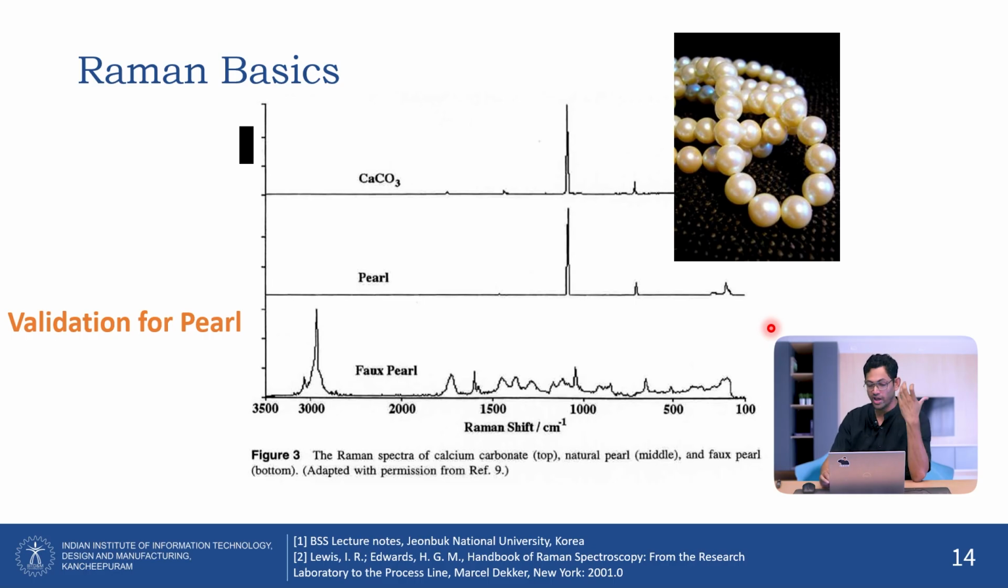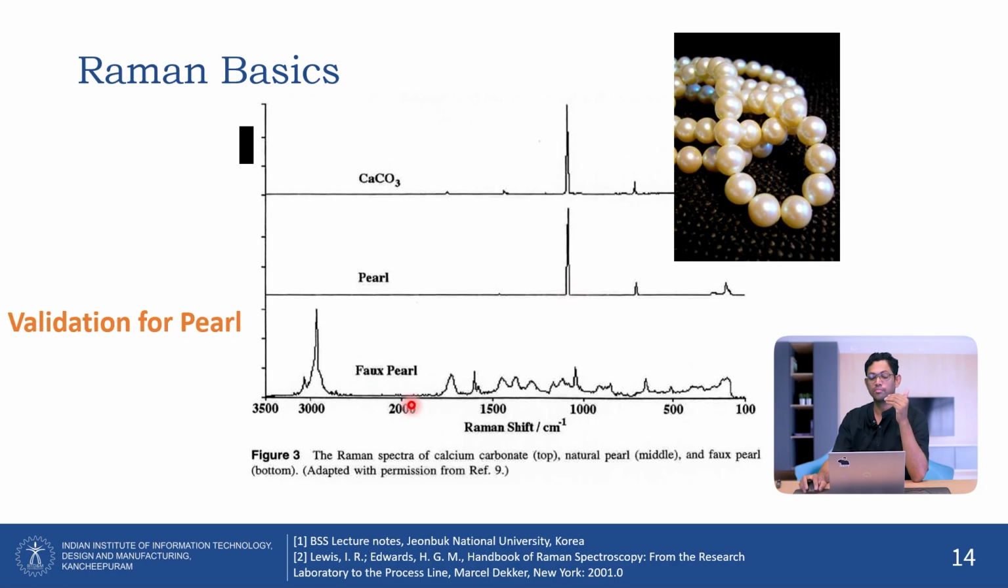So how do you know whether it is a fake pearl or not? You can actually do a Raman spectroscopy on that pearl. Here you can see for calcium carbonate there is a specific peak at around 1050 centimeter inverse, that is now shifted into wave numbers. Now the x-axis is wave numbers, no more wavelength. And the pearl that you have tested also shows around the same value, 1050 centimeter inverse.